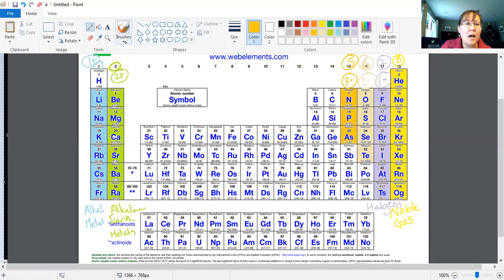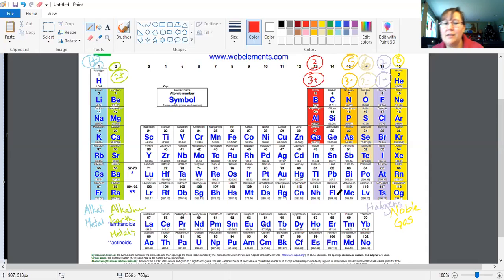And then as we come back over to here, notice I'm not going too far down, because once we go farther down, it gets weird. This is group 3, and they tend to form 3+ charges sometimes, but not always. It's kind of weird. And then here we have things that don't usually form ions.